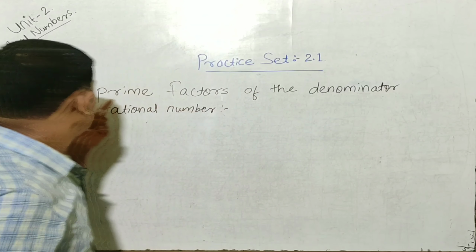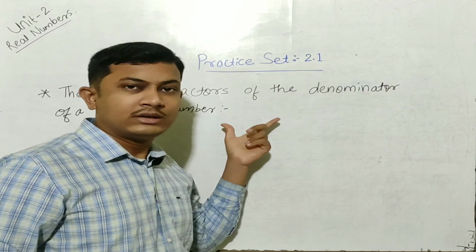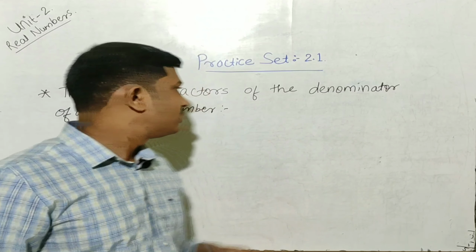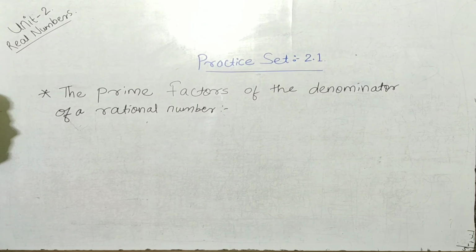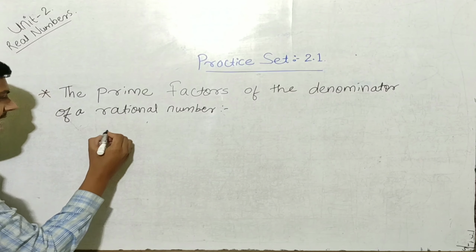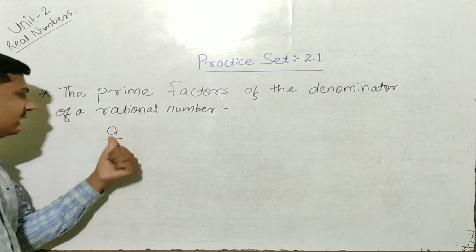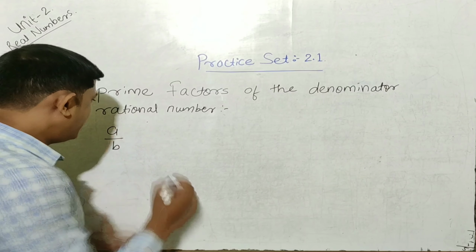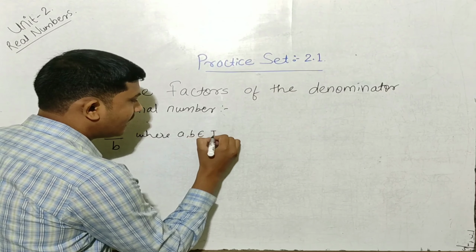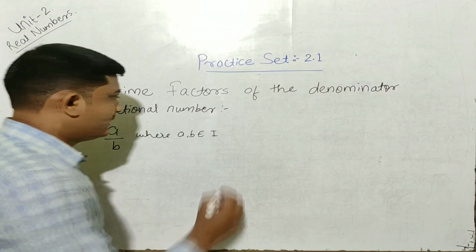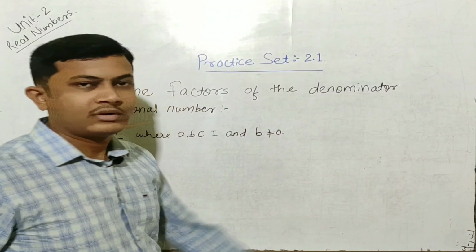the idea of the prime factors of the denominator of a rational number, because this will be required to solve practice set 2.1. This topic, the prime factors of the denominator of a rational number, means if we take the rational number a upon b, where as per the definition, numerator upon denominator form, a, b belong to I, meaning they are integers and the denominator is not equal to 0, that is b should not equal 0.